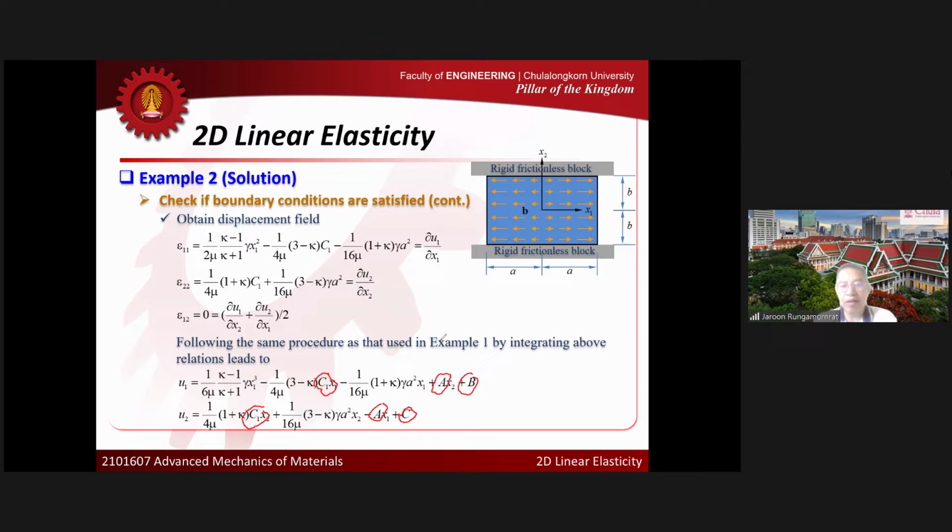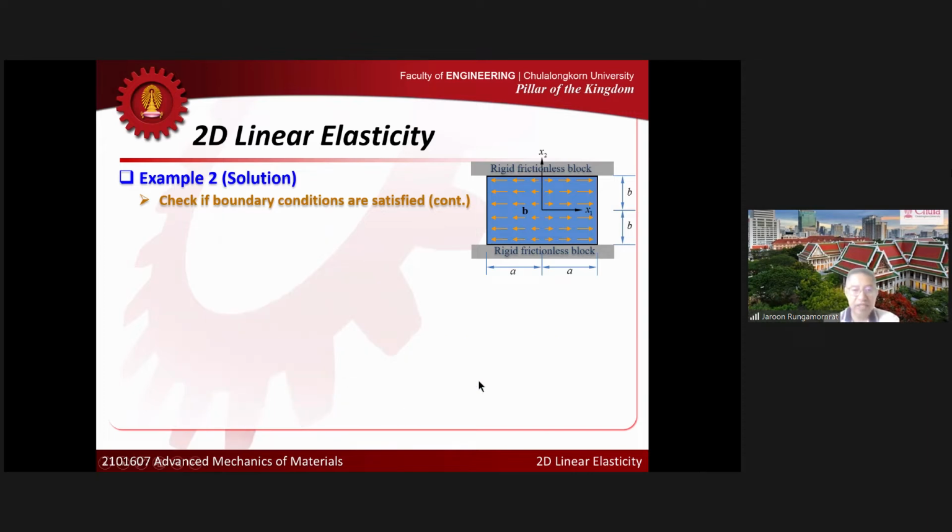So now I am ready to take the boundary condition, the displacement boundary condition at the top and bottom surfaces, and we expect to get some of the constants that I have left here. Is that clear? So now I check the boundary condition on the top surface first. At the top surface, I need u2 equal to 0 at every point on the top surface. So at the top surface, I have to plug in x2 equal to b, right?